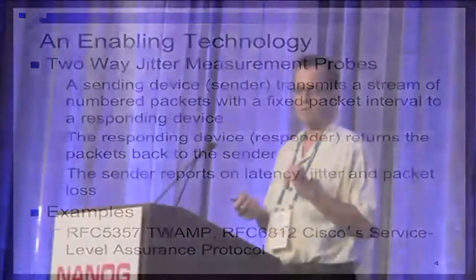Some examples of this are the Two-Way Active Measurement Protocol, RFC 5357, and RFC 6812, Cisco Service Level Assurance Protocol. You might know that as IPSLA. Cisco just released that just this year as an RFC, so now it's in the public domain. And there are others. Other vendors have their own proprietary probe technologies. So there are a bunch of them. The one that I'm familiar with, the one that I've done all my work with, is actually the Cisco protocol.